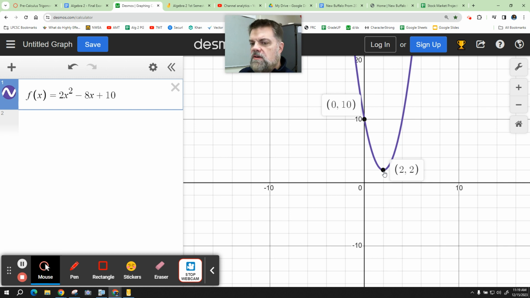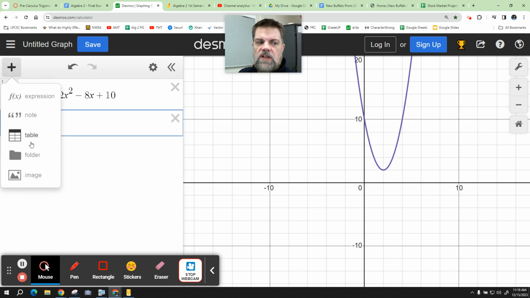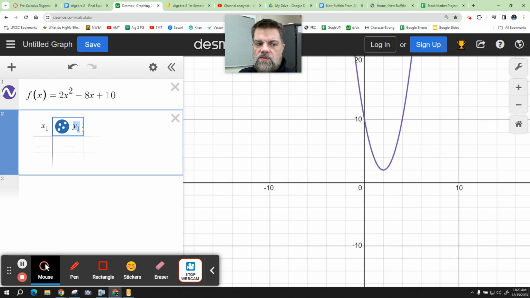Now remember, the line of symmetry is going to be equidistant. So over here, this point would be 3, 10. But really what you should do is make a table of values. We're going to let Desmos do the hard work for us. We're going to say f of x, and then hit 1. And then we're going to plug in some numbers.